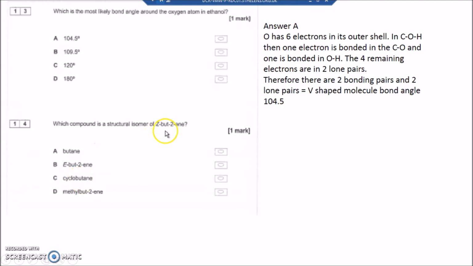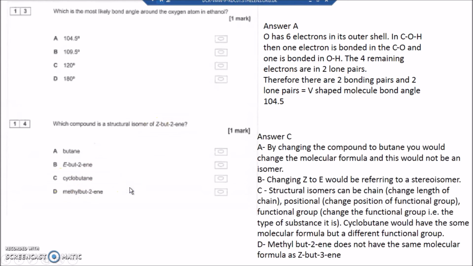Cyclobutane, but 4 carbons. Yes. Cyclo means that it's in a ring, and therefore it can have 8 hydrogens, just as butene has 8 hydrogens as well, and you've got rid of the ene, it's become an ane. This is a structural isomer, it's a functional group isomer of Z-butene. Your answer is C.